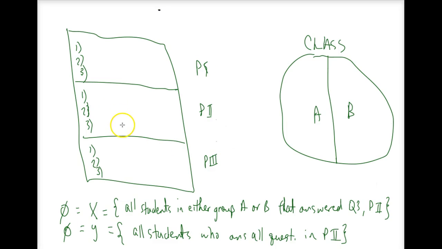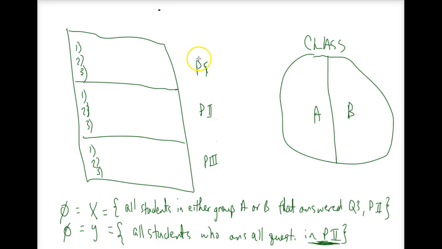Now, we could look at this and say that in a way, our set X here could actually fit inside our set Y. We can say that because set X is all the students in group A or B that answered question 3, and we know no one did that, right? But they're still a part of the same group of students who answered all questions in part 2, which is none of them as well. So the key part is students who answered questions in part 2, okay?